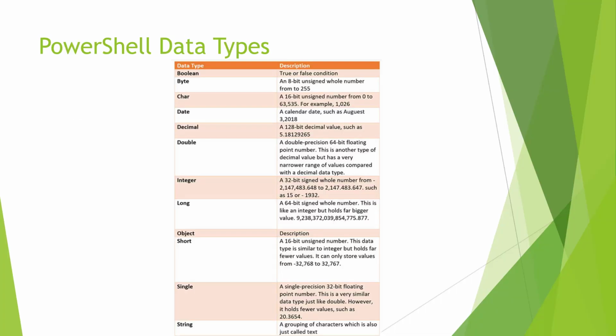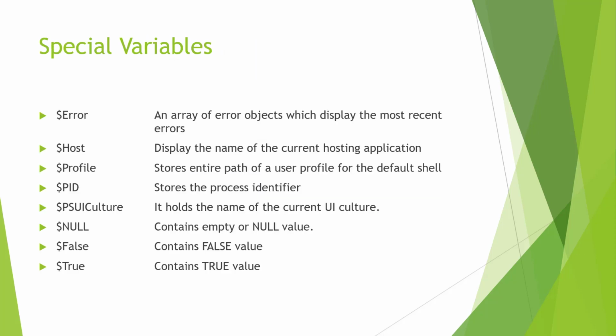PowerShell has a number of data types: booleans, bytes, characters, dates, decimals, doubles. Pretty common in any programming language, so I'm not going to spend too much time on it. PowerShell also has special variables, things like $error, which is an array of error objects, and $host, which displays the name of the current hosting application. We have $PID, $null, $true and $false. So again, these are just special variables to pull certain data out of PowerShell.